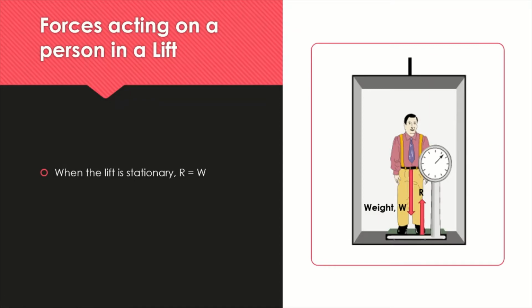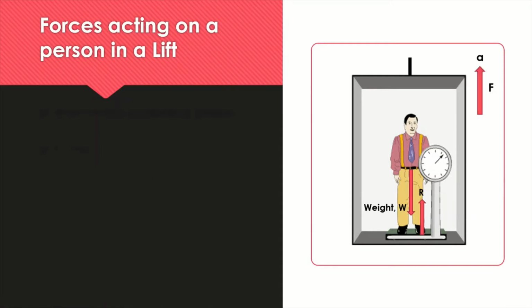What if we bring the weighing scale into a lift and see what happens? If the lift is not moving, it is stationary, and we step on the weighing scale, of course, the reading of the weighing scale will be the same as our weight. All right, so R equals W, because it is just like when we were outside.